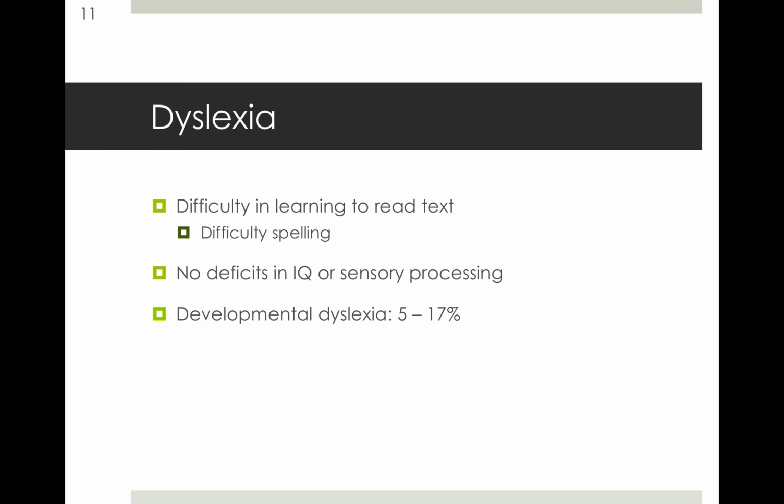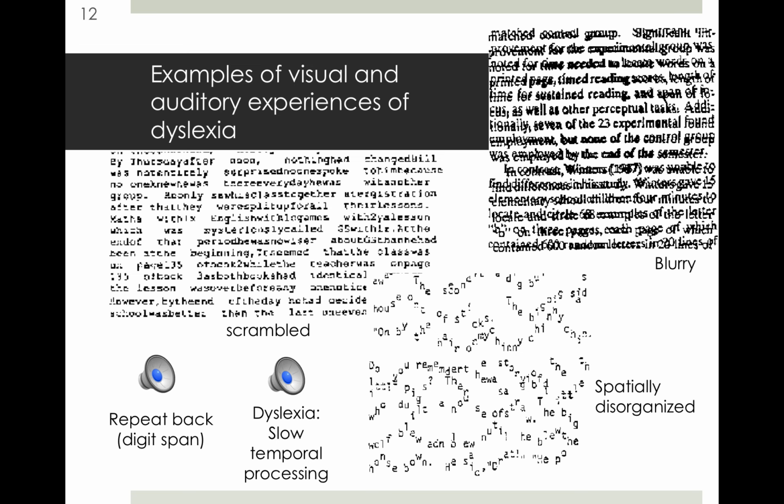Generally speaking, there are a few different theories behind the experiences of dyslexia. Some people talk about it as a different visual experience. Some people with dyslexia say that when they read text, it looks all scrambled to them. This is just an example of scrambled text. Some say that when they see text, it looks all blurry, or more spatially disorganized. And then there are other people with dyslexia who experience more auditory differences.